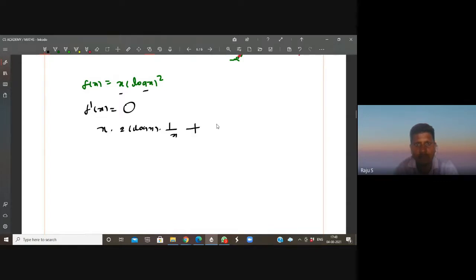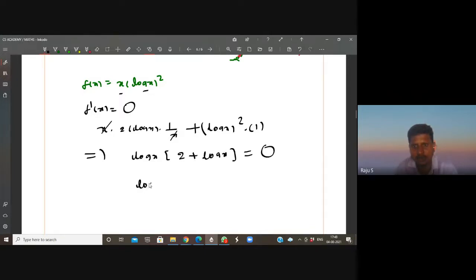Plus this is u v dash and log x the whole square into x derivative 1. Yeah, they get cancelled here. Anything common here? Yes, log x is common. So when I take log x common, 2 plus log x is equated to 0. So one is log x equal to 0, another one is 2 plus log x equal to 0. So for what value of x will it be 0? x is equal to 1.